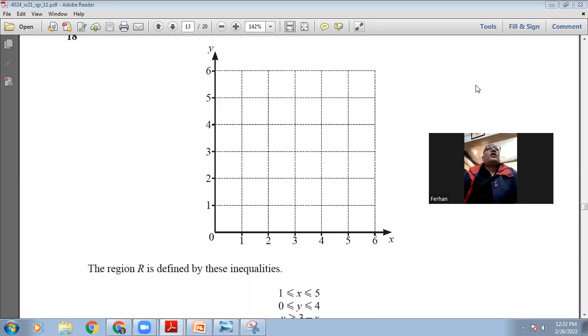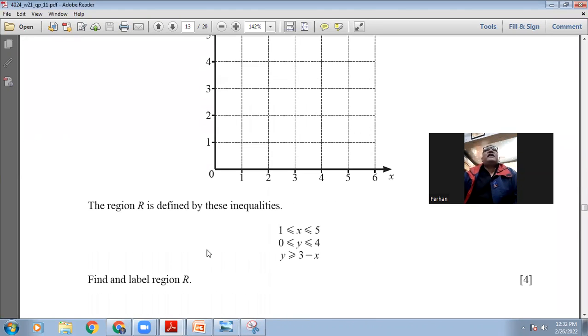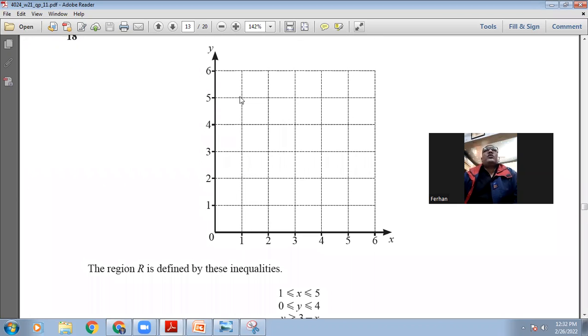Okay, so we were on question number 18, and here we have x equals 1. Draw x equals 1, a vertical line. So draw a line here. x equals 5, it's a vertical line. Draw a line here. y equals 0, so draw a line here. This is that line, y equals 0. And this is y equals 4. This is this line, y equals 4.